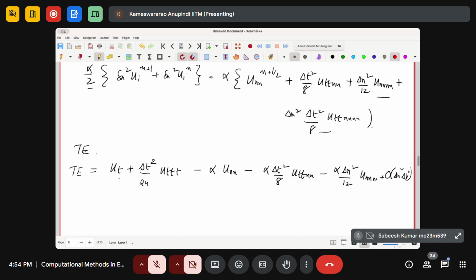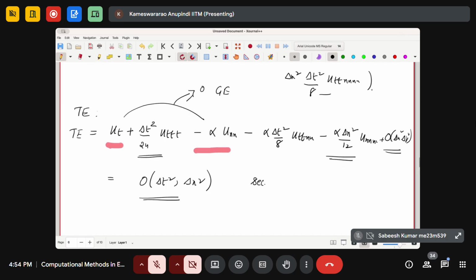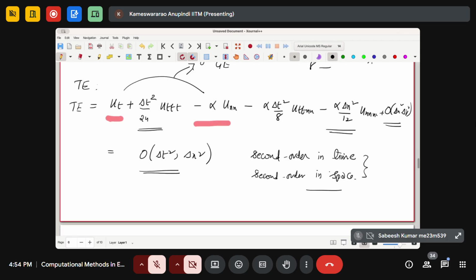Now you see that the first term u_t, that is dou u by dou t, and then minus alpha dou square u by dou x square, this is exactly equal to 0 because this is our governing equation, right? That means what we end up with is order delta t square term from here, and then order delta x square term from here. And then of course you have higher order terms. That means the truncation error is second order in time and second order in space for the Crank-Nicholson scheme.